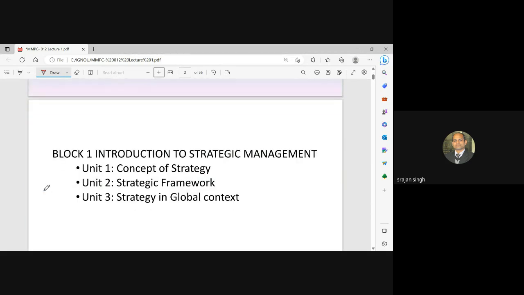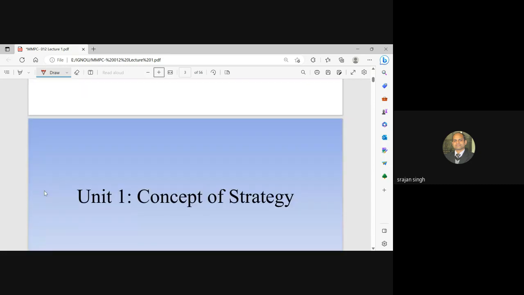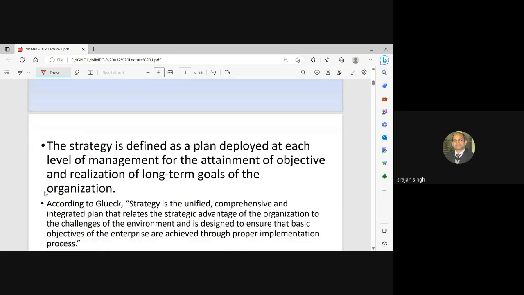So we'll try to cover block one today itself, though we have quite a shortage of time, but still we'll try to cover this block today itself. And this block has 3 units. Unit 1 is about concept of strategy, unit 2 is about strategic framework, and unit 3 is about strategy in global context. So first is concept of strategy.